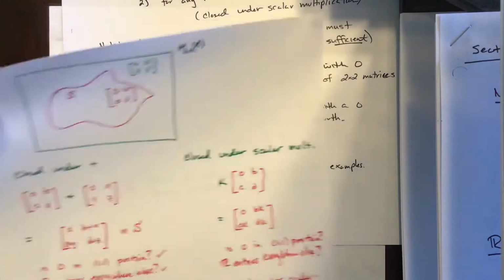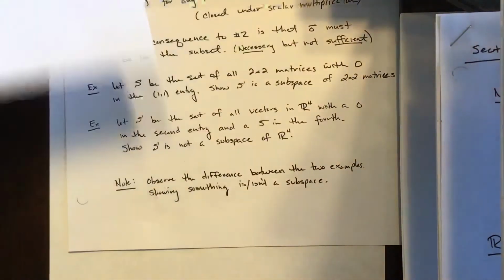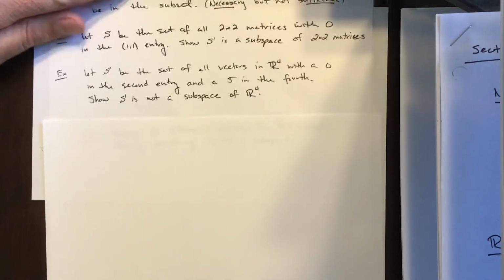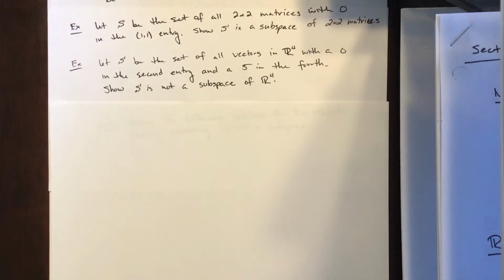Now, there's going to be some important implications for what is and isn't a subspace moving forward, okay? But we will get to that as we move forward. Second example. Let S be the set of all vectors in R4 with a 0 in the second entry and a 5 in the fourth.